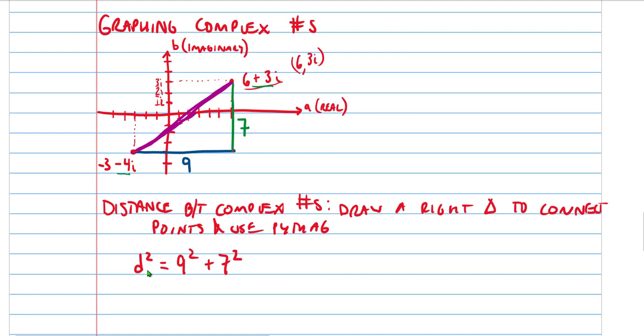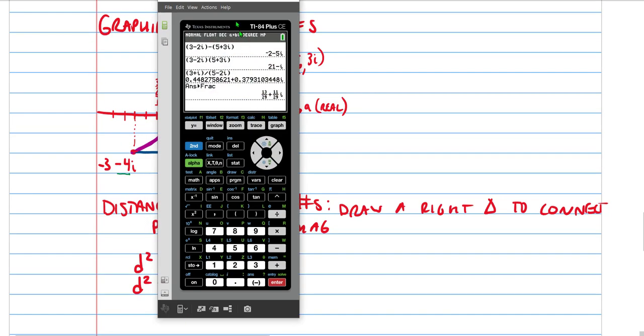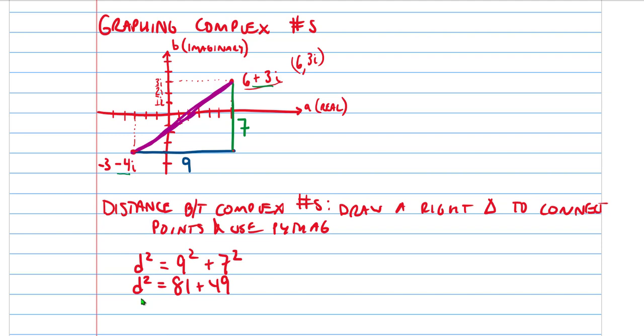And now I am sort of off to the races here. d squared equals 81 plus 49. 81 plus 49, I am going to do that in the calculator. 81 plus 49, and I get 130. So d squared equals 130, and that means that d equals the square root of 130. Does the square root of 130 break down? 10 and 13, 5 and 2. No, it does not break down. So we would just leave the square root of 130 as is. So this distance is the square root of 130.